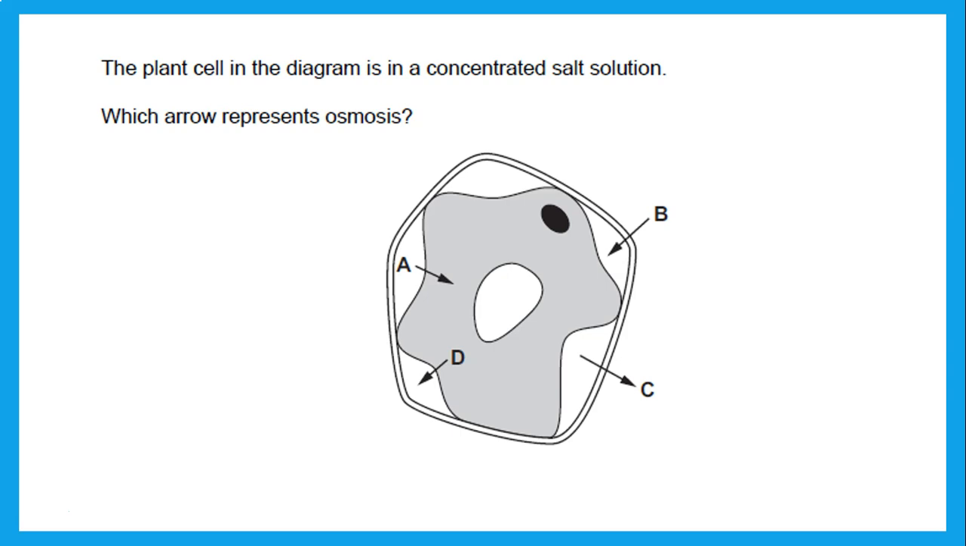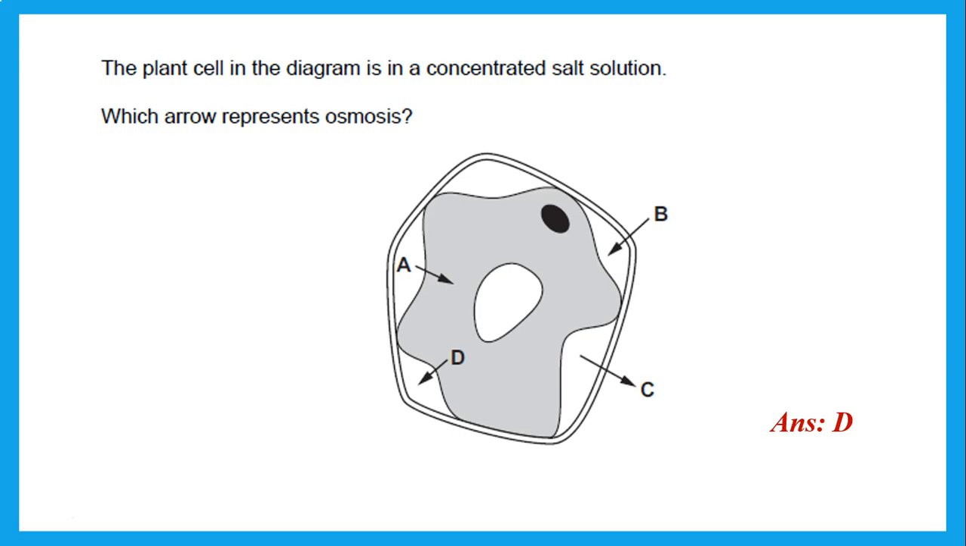This is a plant cell, and I put it in concentrated salt solution. If I put this plant cell in concentrated salt solution, first of all, will the water go in or out? Well, concentrated salt solution outside means there is higher water potential inside the cell. So I'm looking at an arrow that goes out of the cell. So are we talking about C or D? Remember that the water will move out of the cytoplasm of the cell.